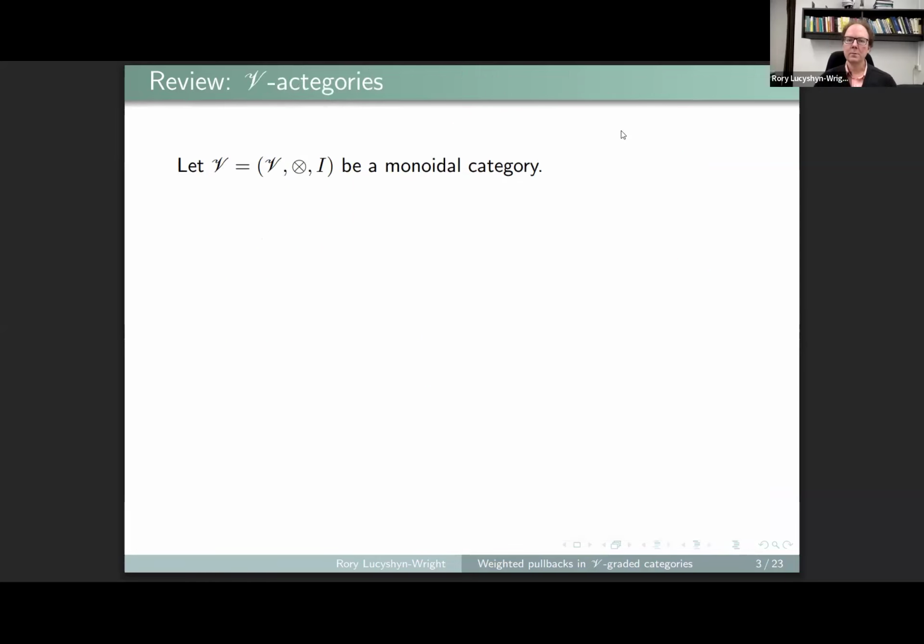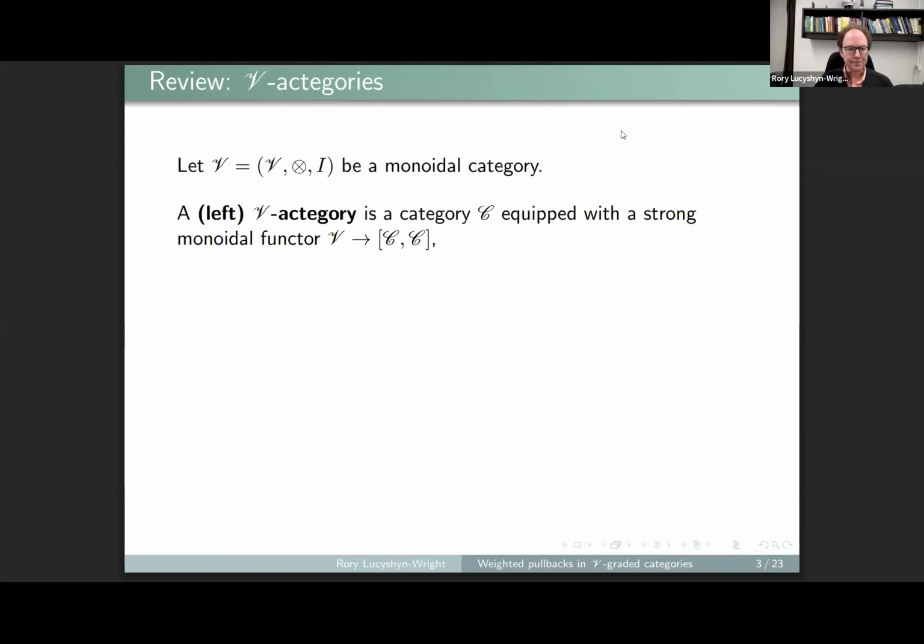But now we're going to move to, in a sense, a more general setting involving monoidal categories. So namely, we'll look at V-actegories. So let's review what a V-actegory is. Let V be a monoidal category.